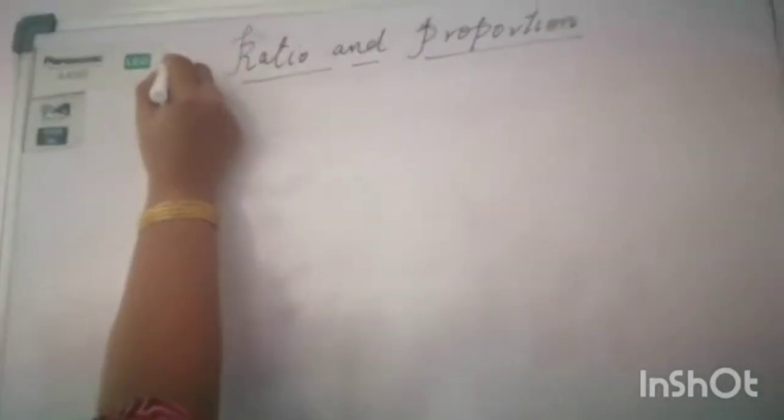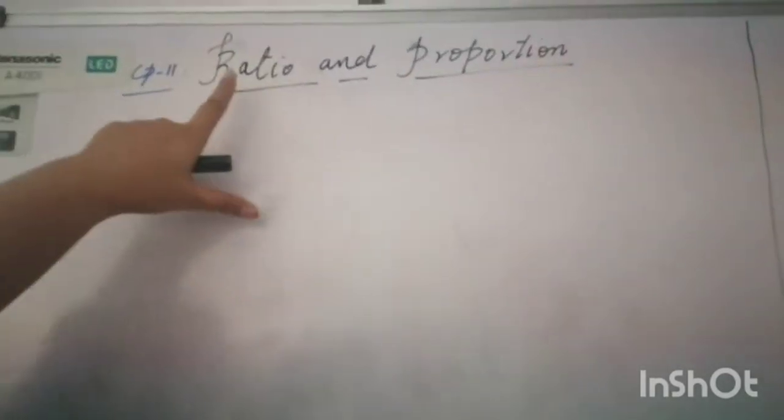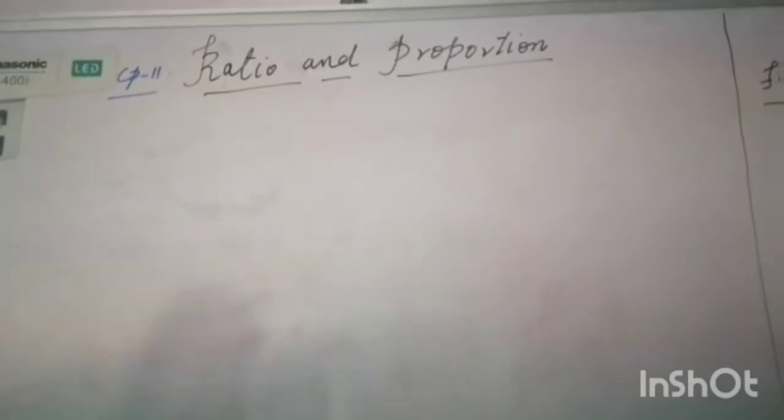Children, today we are going to start a new chapter, that is chapter 11, ratio and proportion. First of all, we will learn about ratio. Proportion is the second topic. So today I am going to discuss the ratio. What is ratio, children?